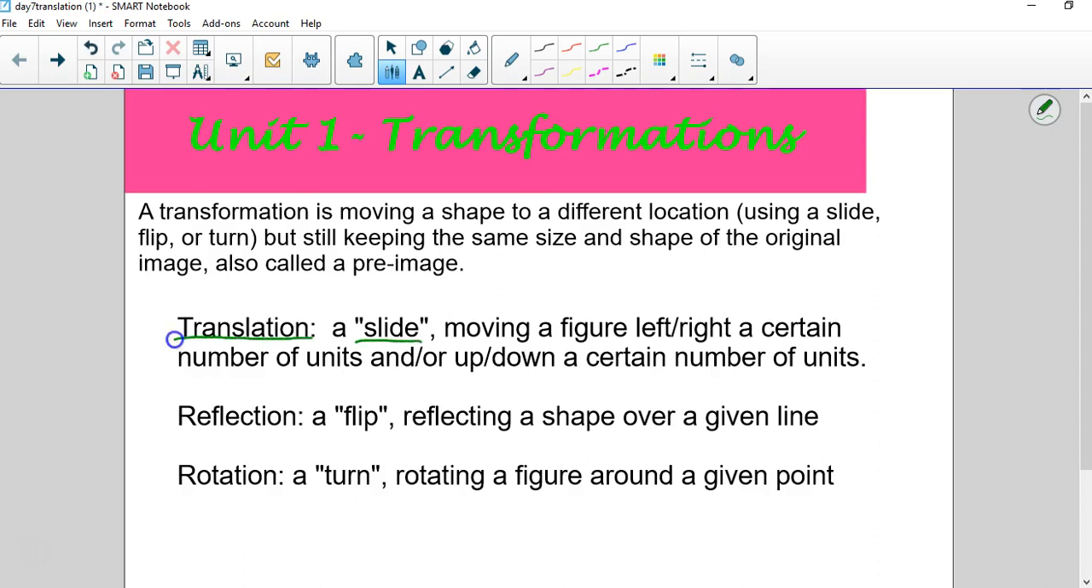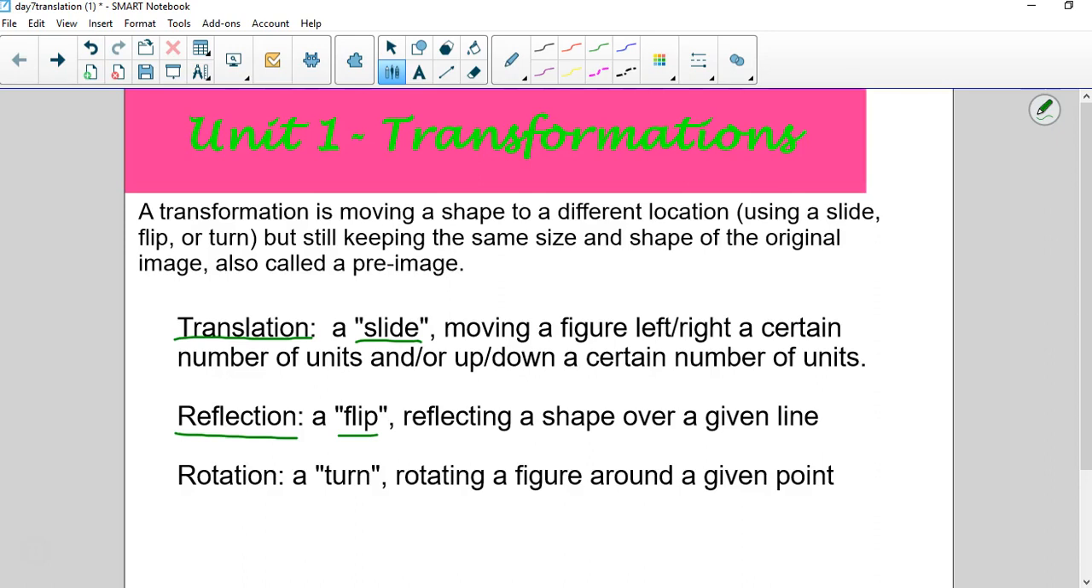which is a slide. When you move a figure left or right a certain number of units, and up or down a certain number of units. We have a reflection, which we also call a flip, when we reflect it or fold it over a given line.